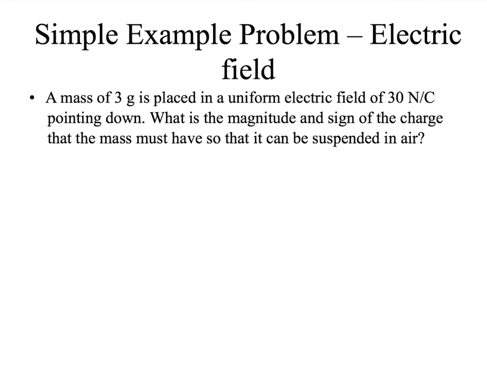All right, so we're going to finish with a simple problem. If I have a mass of 3 grams, so here's my mass, and I'm placing it in a uniform electric field of 30 newtons per coulomb, which is pointing down. This is the direction of the electric field. I want to know the magnitude and sign of the charge that the mass must have so it can be suspended in air. Okay, well, we know that because it has mass, it feels a force down equal to mg.